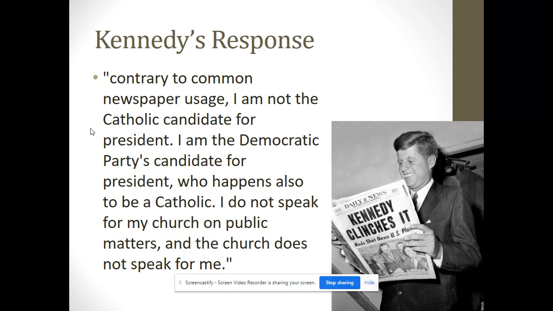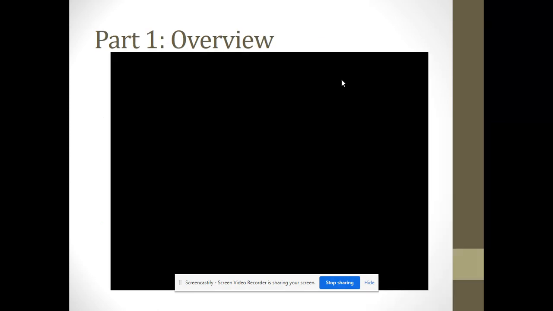Here's his response. "Contrary to common newspaper usage, I am not the Catholic candidate for president. I am the Democratic Party's candidate for president, who happens also to be a Catholic. I do not speak for my church on public matters, and the church does not speak for me." And as you can see by the newspaper headline, Kennedy clinches it. It actually leads in part to a very close, but a victory for John F. Kennedy.